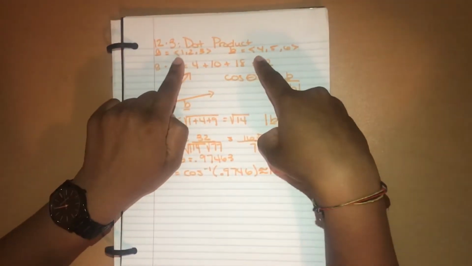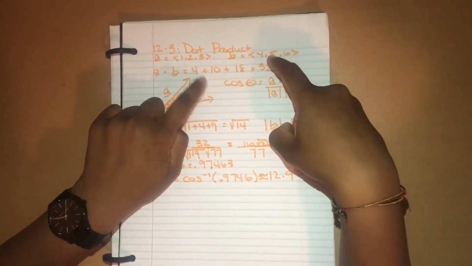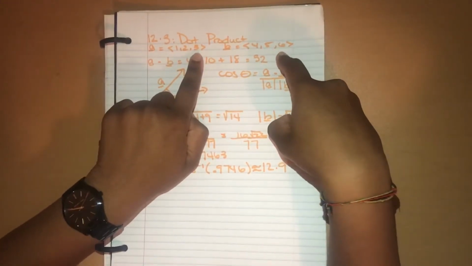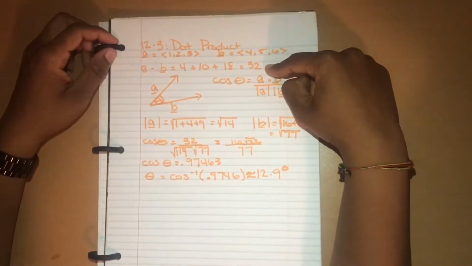So if we multiply 1 times 4, we get 4, and then we add 5 times 2, which is 10, and then we add 6 times 3, which is 18, and we end up with 32.